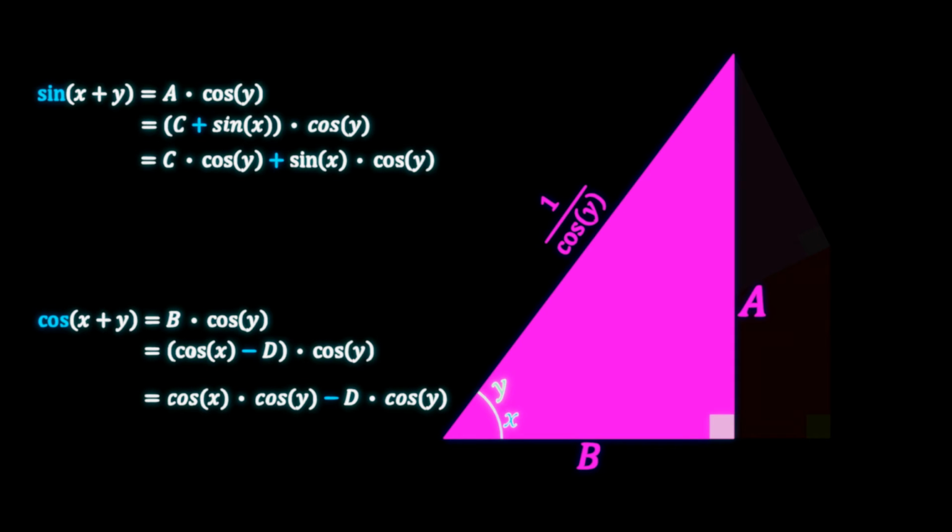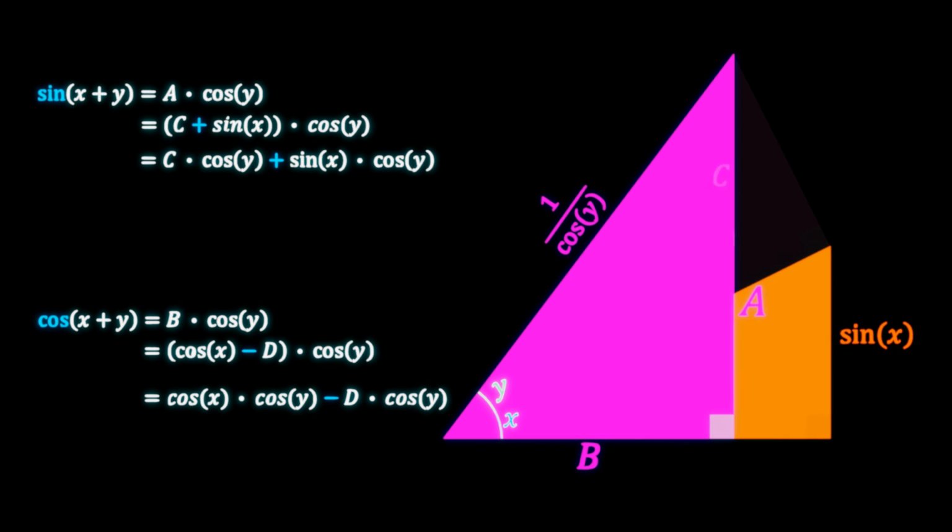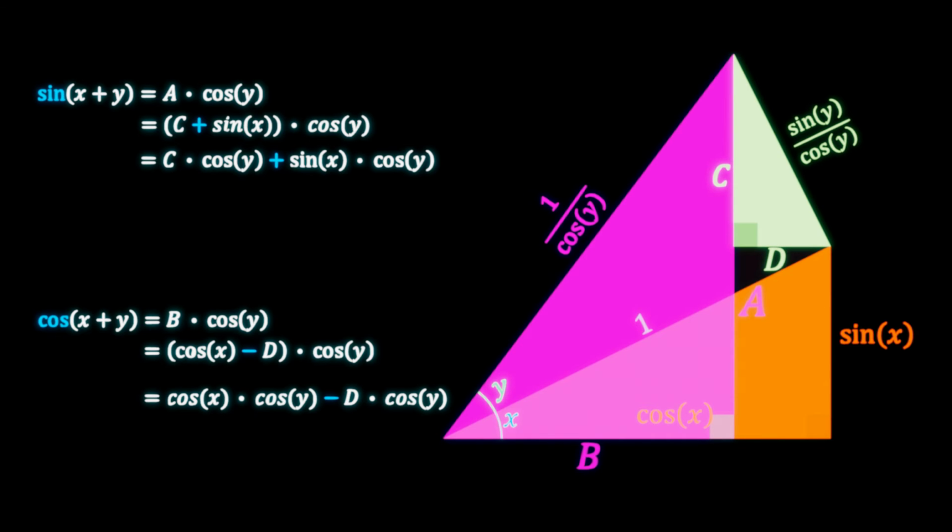The length of a is sine of x plus some length we will call c, while the length of b is cosine of x minus some length we will call d. Now, by the lines c, d, and that of length sine of y over cosine of y, a new right triangle is formed. Let's call its non-right angles w and v.